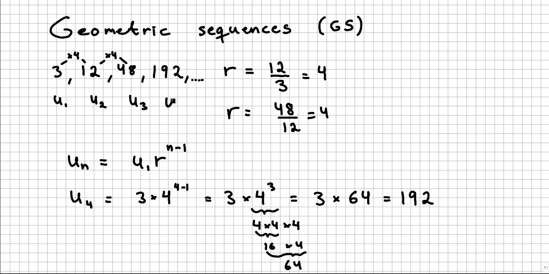That's u_4. So if we did it correctly, it should be 48 times 4. And that is 192. So with this general formula, we can find out any term in a geometric sequence.